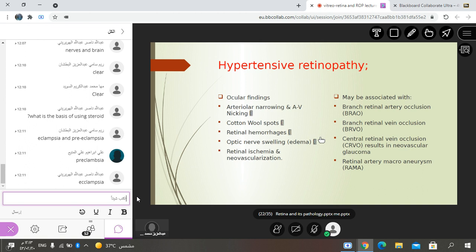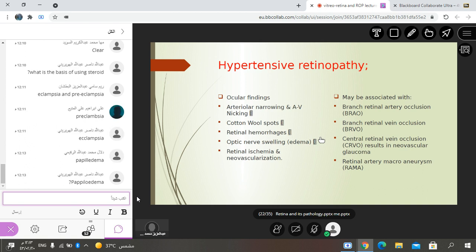The optic nerve swelling, it's called what? If the patient is having optic nerve swelling, what is it called? It's very important. Excellent, papilledema.